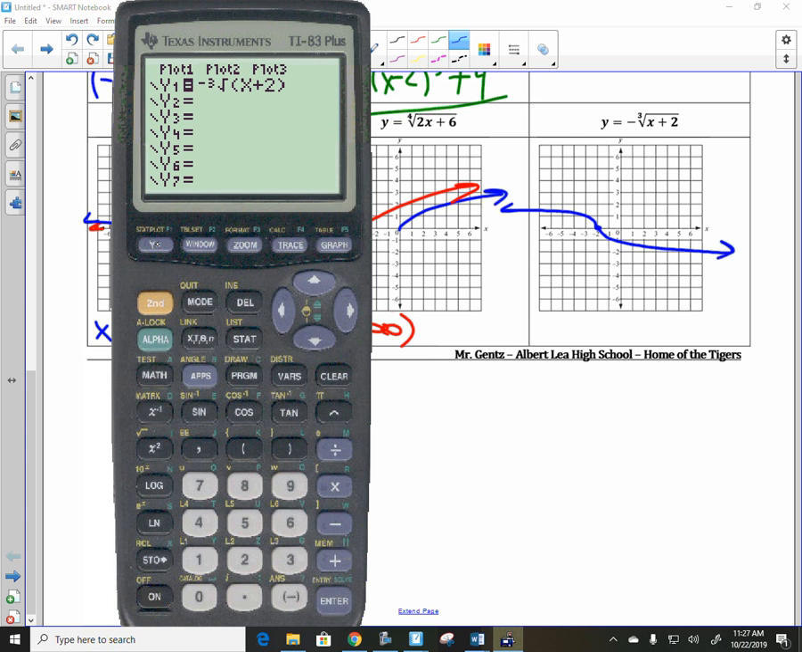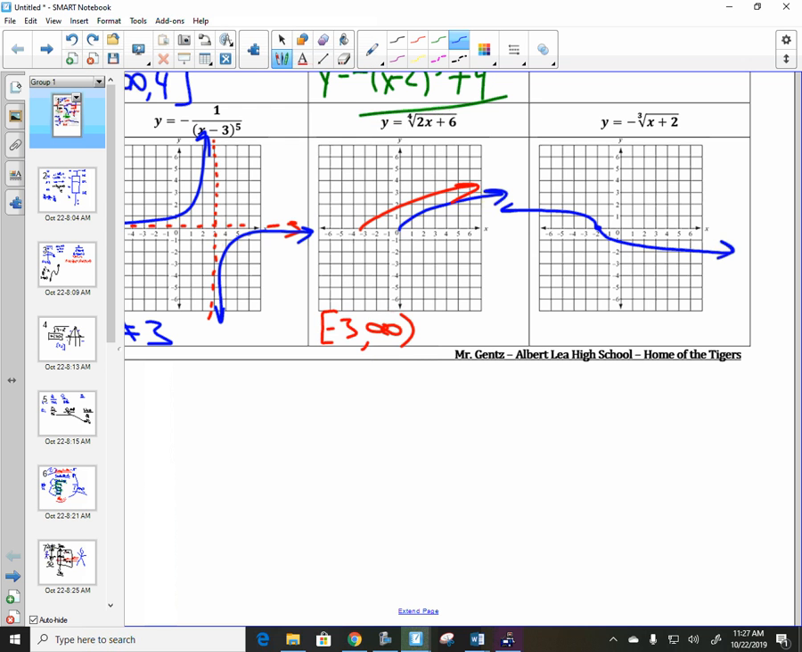I would say that if I type in negative cubed root of x plus 2 and I go zoom standard, the resulting function actually looks pretty much like what I have up there on the calculator. Does it not? Do you see how quickly we're able to generate these graphs that otherwise look complicated? Just know the parent function and then know the transformation. We try the next one.